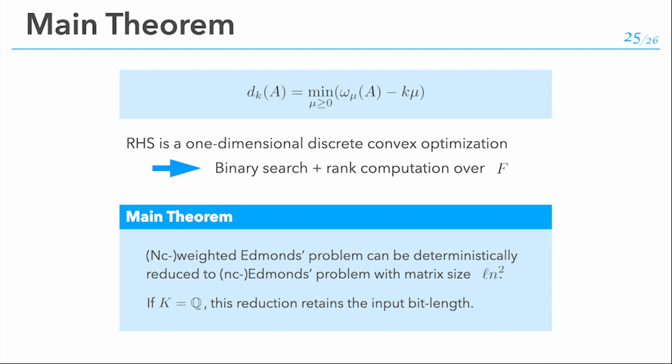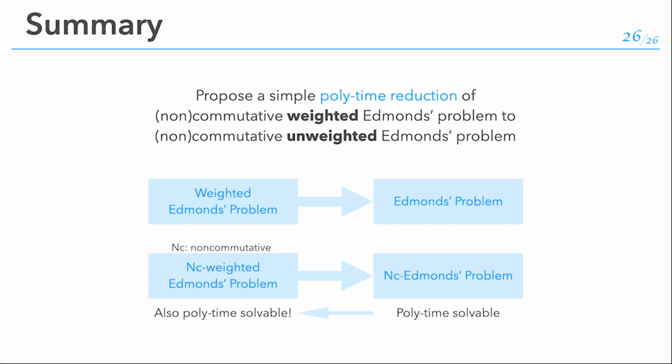So our main theorem is that the commutative or non-commutative weighted Edmonds problem can be deterministically reduced to the commutative or non-commutative Edmonds problem with matrix size Ln squared. In addition, when k is q, this reduction retains the input bit length. Okay, this is a summary of this talk.